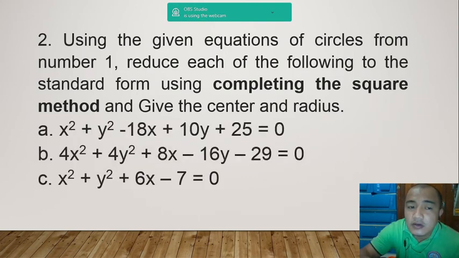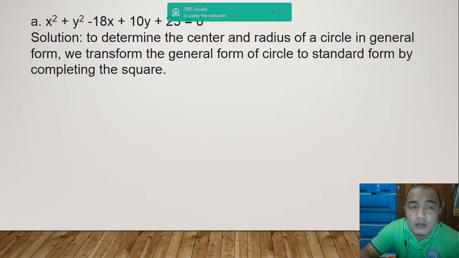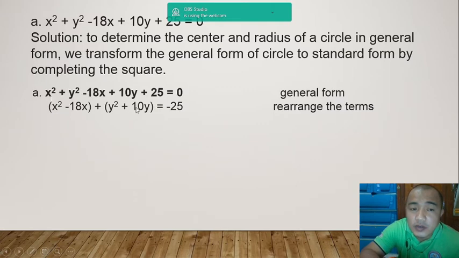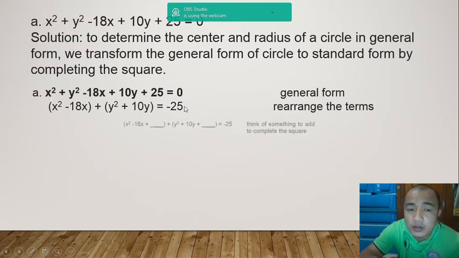Okay? So, yun. Let us use the examples for number one, no? And of course, we will see to it that we will obtain the same answer. So for number two, letter A, same as number one, letter A. All we have to do to determine the center and radius of this equation in general form is to transform this general form to standard form. And pag naka-standard form na, you can, of course, now see the center and radius from that equation. So, general form, rearrange terms, x squared minus 18x plus y squared plus 10y, transpose 25, negative 25.